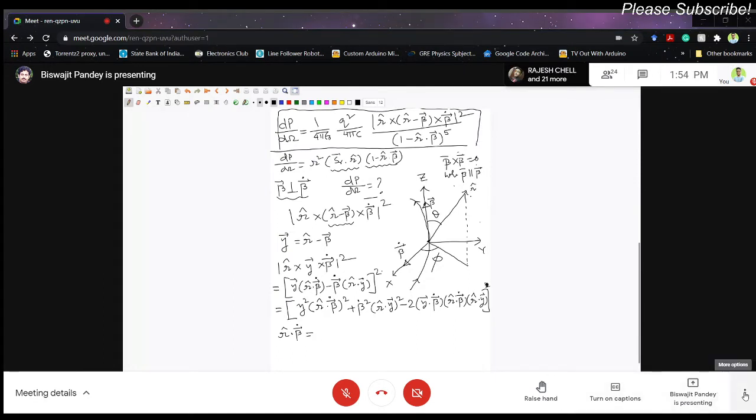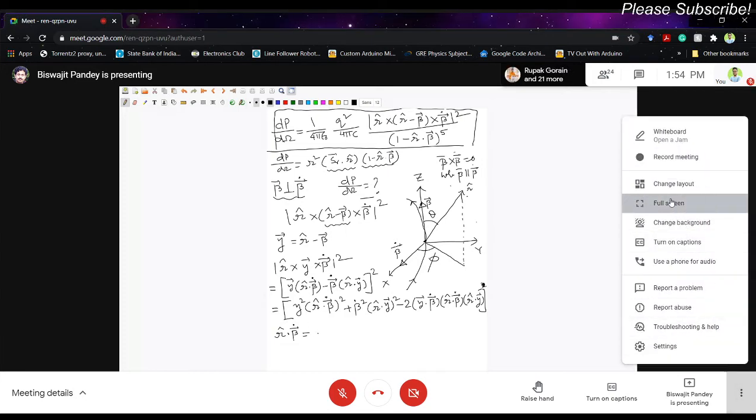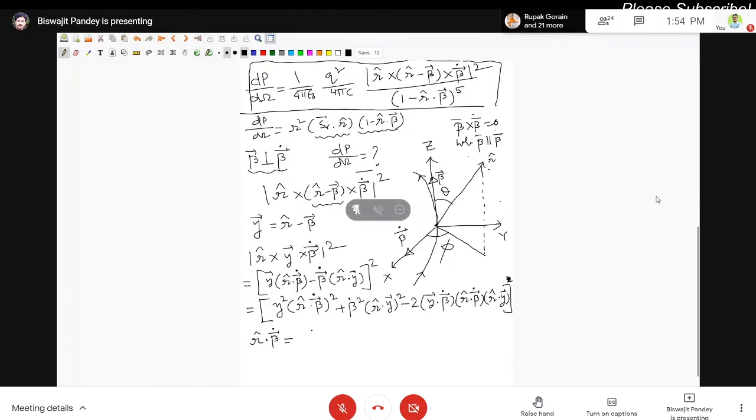Simple coordinate geometry. Can you hear me? Hello. Yes, sir. Okay. So what is r cap dot beta? So you know both the directions. R cap is this, beta dot is this. So how do you go from r cap to beta dot? You want to take a dot product, right?